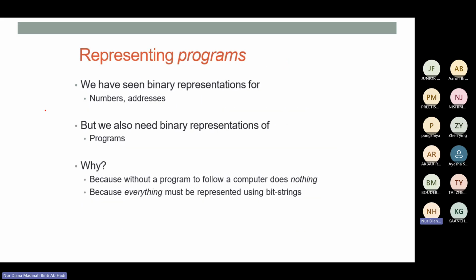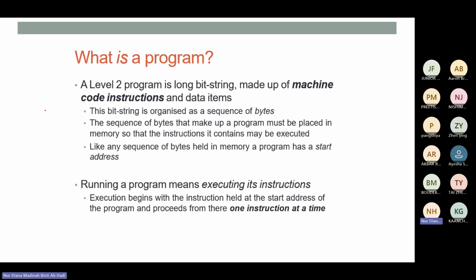Representing a program: we have seen binary representations of numbers and addresses. How about the program? We also need a binary representation of our program. Why? Because without a program, a computer does nothing. Everything must be represented using a bit string, the only way that the computer can understand. So what actually is a program? It is a long bit string made up of machine code instructions. About machine code instructions, I will teach you in tomorrow's lecture.